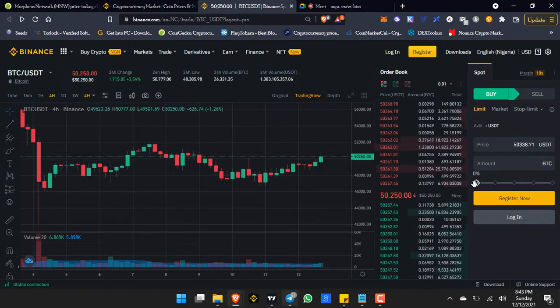Now if you want to use 100%, you will also indicate that you're using 100% of what you have to buy Bitcoin. Now when you do that, you place your order. I'm not signed into the platform, that is why I have this, but what you should have here is buy. The same thing is applicable to the sell section.